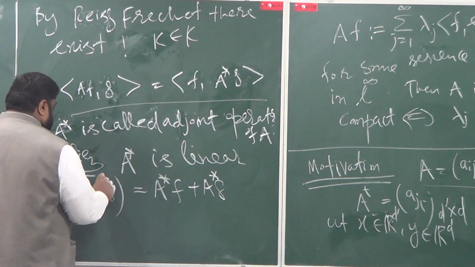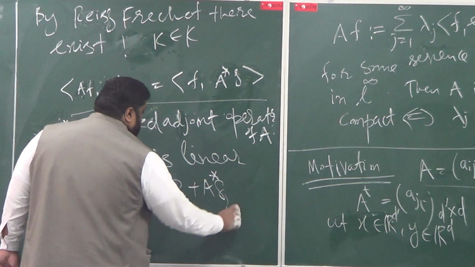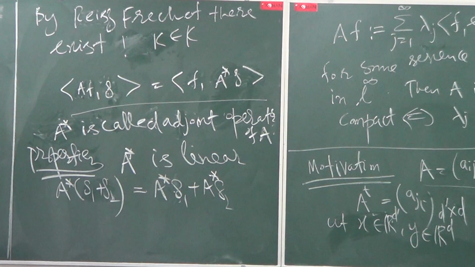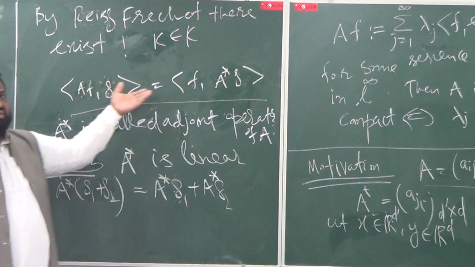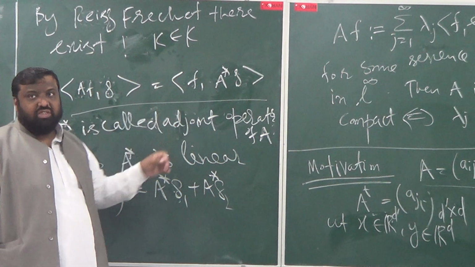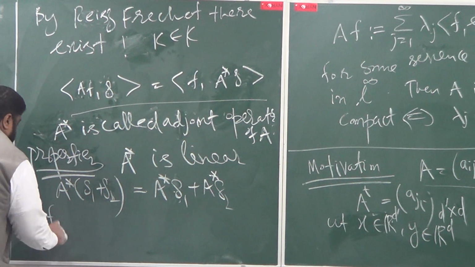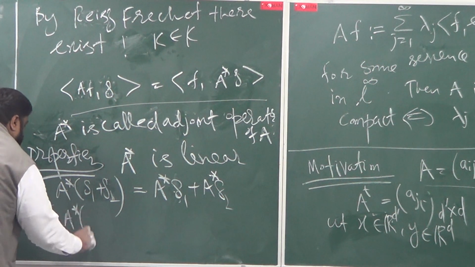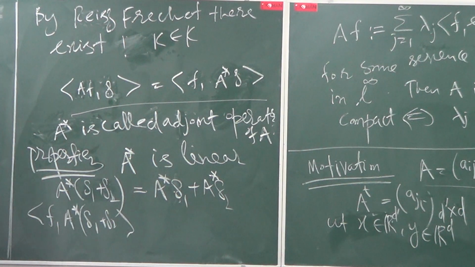Call it g1 plus g2, because we are reserving f for the first component. So how can I prove it? Consider f comma A star of g1 plus g2. What can I do so that I can use this duality? Use this expression. So I'm saying, consider f comma A star of g applied over g1 plus g2. Then distributivity.